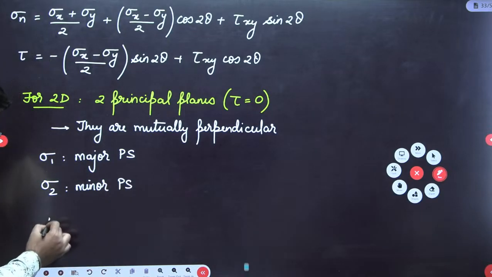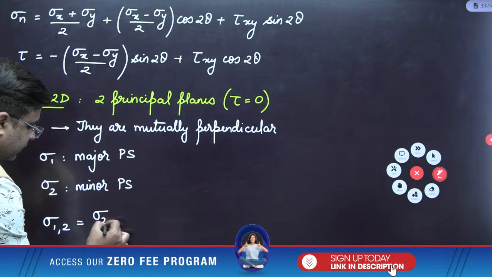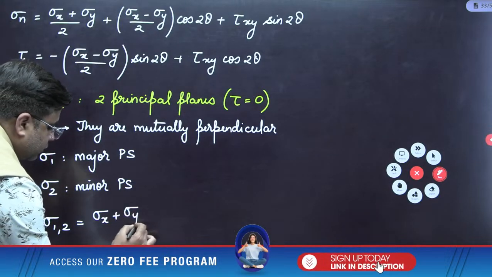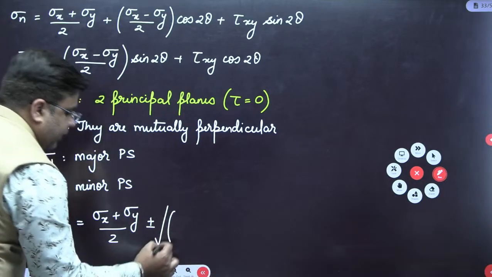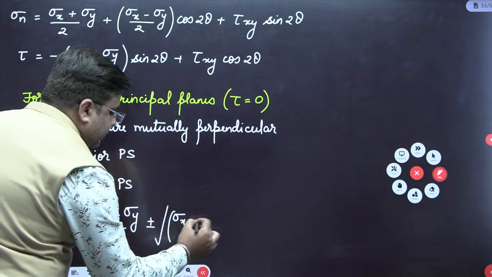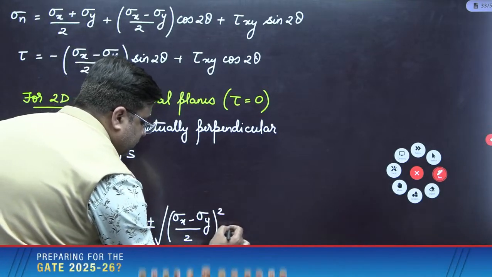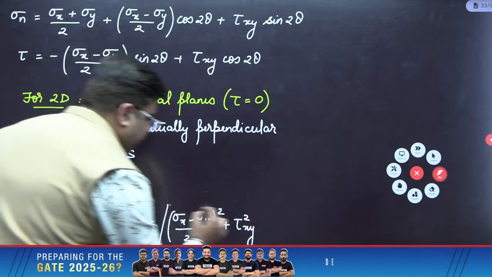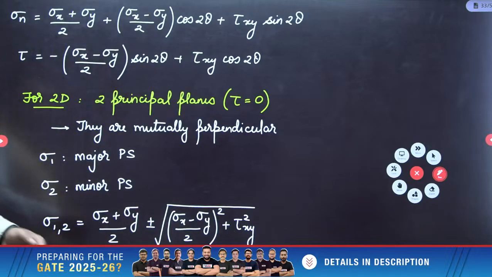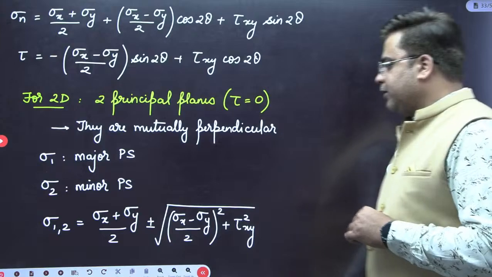The value of sigma 1, 2 can be calculated as (sigma x plus sigma y) by 2, plus minus under root of ((sigma x minus sigma y) by 2) the whole square plus tau xy square. This is the value of major and minor principal stress. Plus can be used for major and minus can be used for minor principal stress, right?